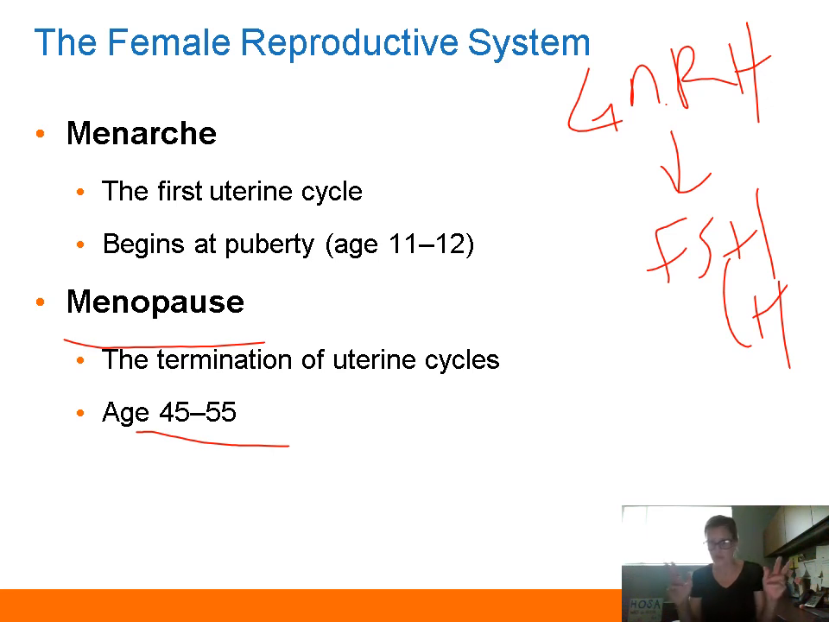I think hot flashes are the common thing that people think of, but there is a dysregulation in temperature control that can occur. There are some emotional aspects. There can be some decreases in functioning of the female reproductive tract. Because of the decreases in estrogen and progesterone, we can see decreases in lubrication of the vagina, and various other symptoms occur.